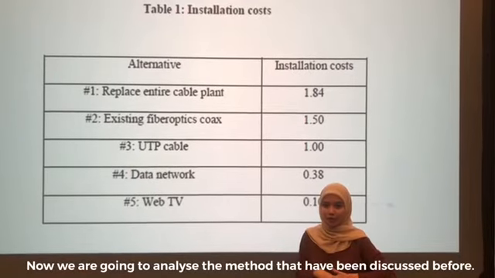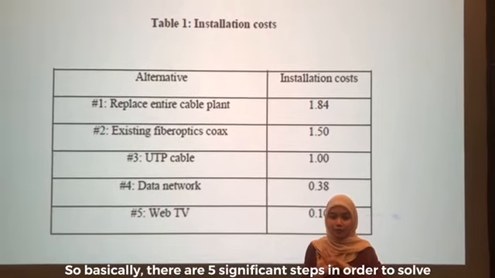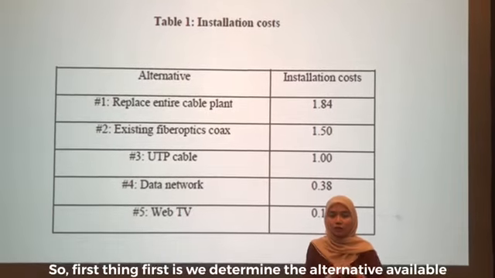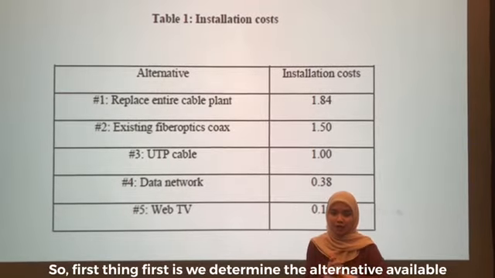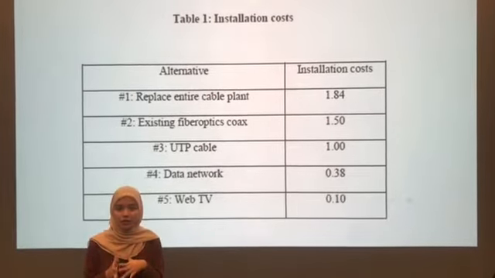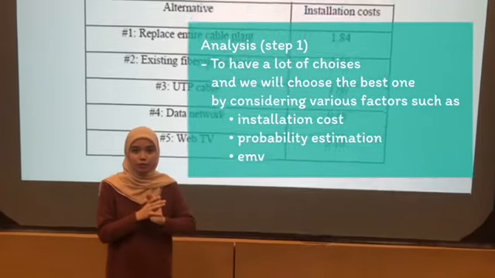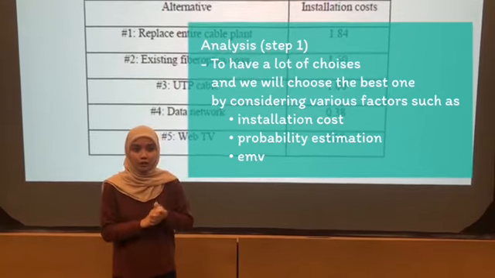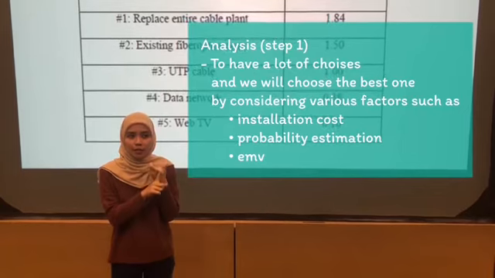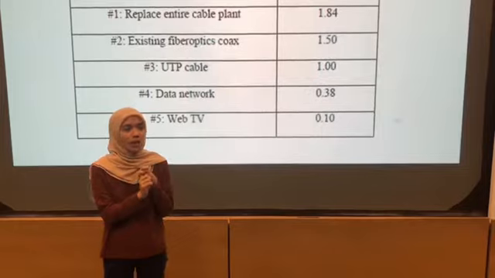Now we are going to analyze the method that has been discussed before. So basically there are 5 significant steps in order to solve this decision making case study. The first thing is we determine the alternatives available for this case study. The reason why we do this is to have a lot of choices, and then we will choose the best one by considering various factors such as installation cost, probability estimation, and the EMV, which is expected monetary value.